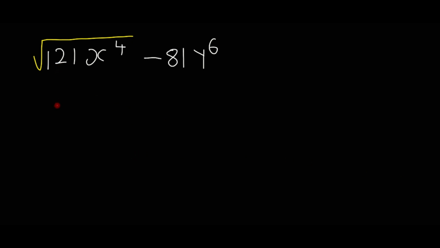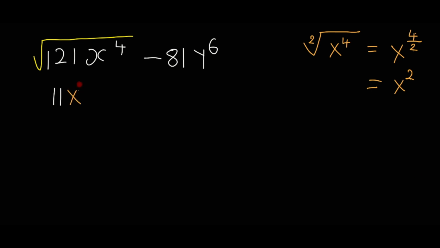The square root of 121 is 11, and then the square root of x to the power 4. Remember that when we square root this, it is like dividing the power by 2, so it is x to the power 4 over 2. So you take this one and divide by this one. This is something from grade 8, and then from there this is x squared because 4 divided by 2 is 2, so this is 11x squared.